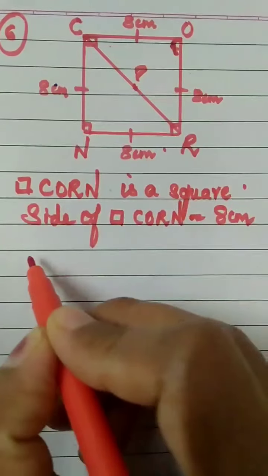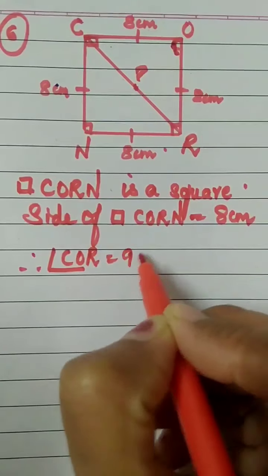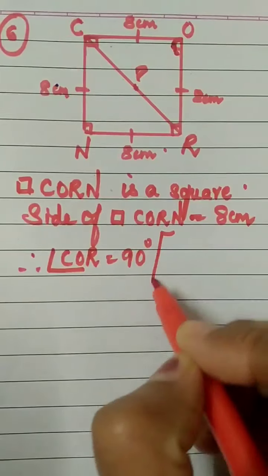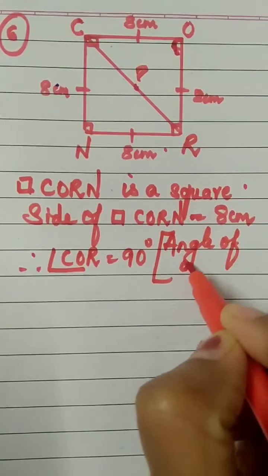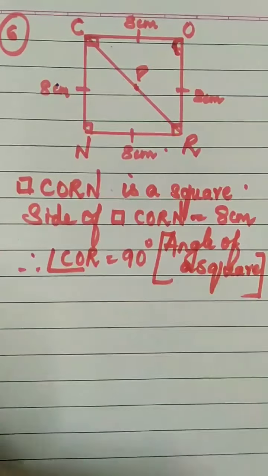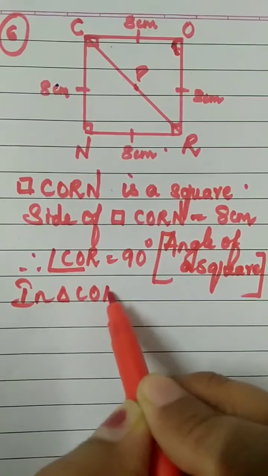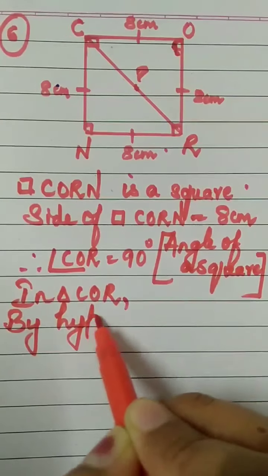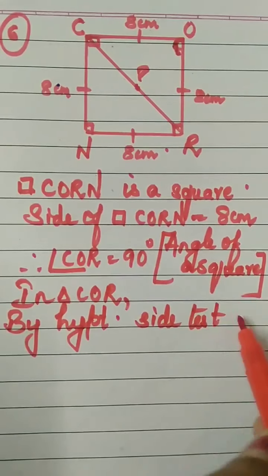Okay, so we will write, therefore, angle COR is equal to 90 degree. Why are you saying that it is 90 degree? Because it is angle of a square. All the angles of a square are 90 degrees. So this reason you have to specify. Now we will write in triangle COR, by hypotenuse side test. Okay, hypotenuse side test.